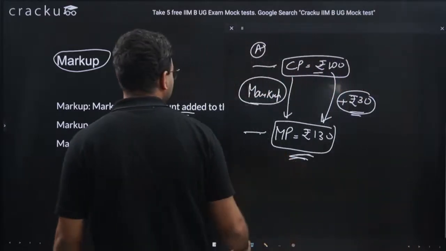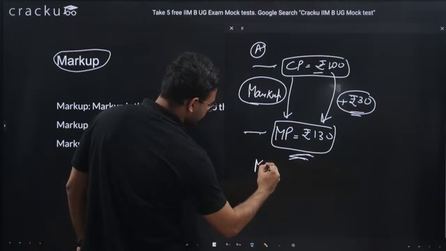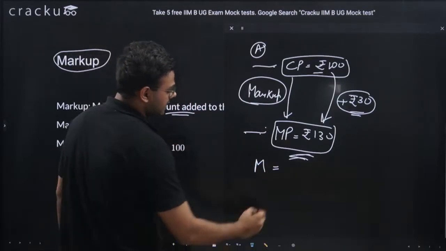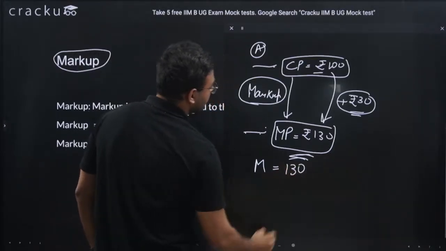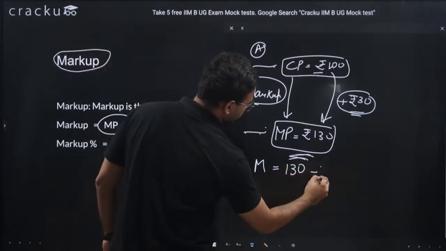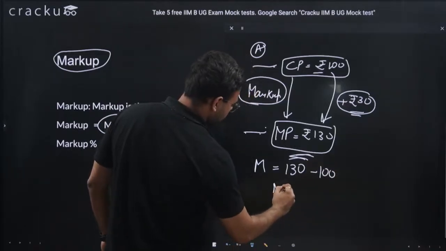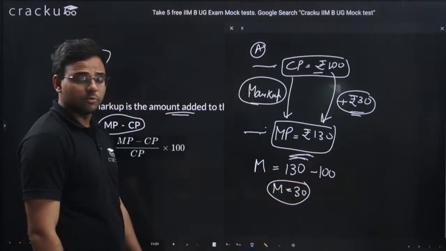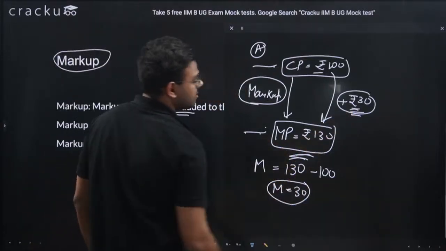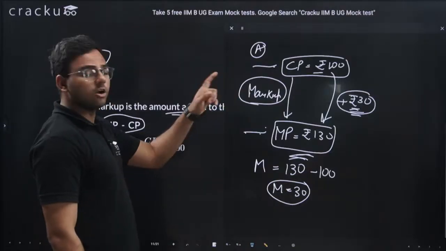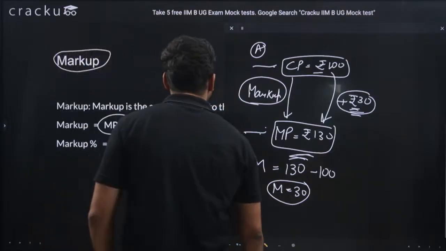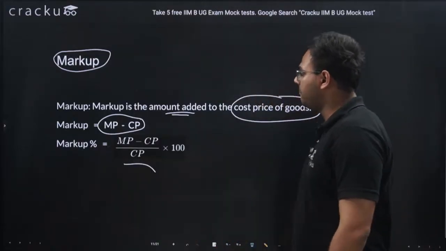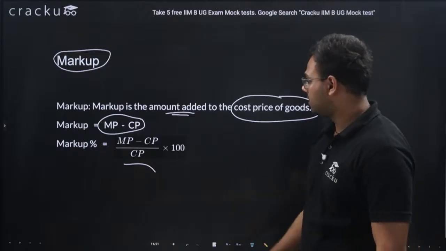If we see in this example, we can clearly see that the markup, let's say it is M, is equal to, what is the mark price? Mark price is 130. What is the cost price? Cost price is 100, so 130 minus 100. So markup is equal to 30 rupees. You can clearly see that the increase in the cost price of the item is basically the markup. Markup is 30 rupees, and the markup percentage is given by the formula MP minus CP divided by CP into 100.